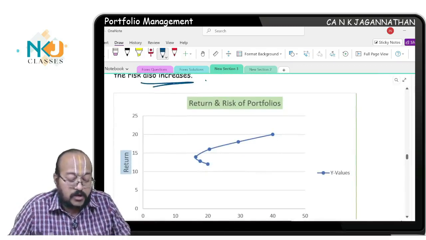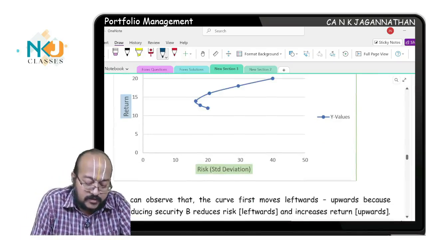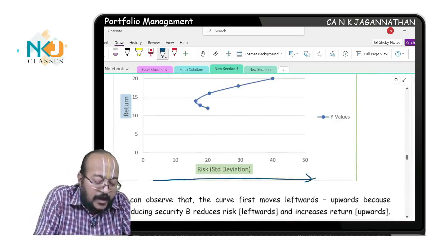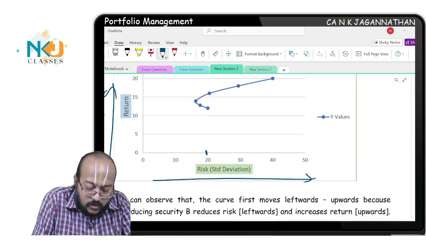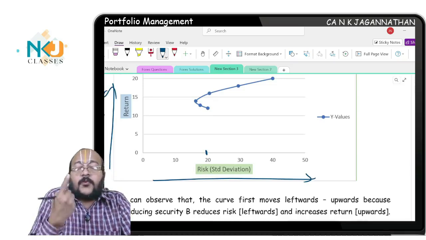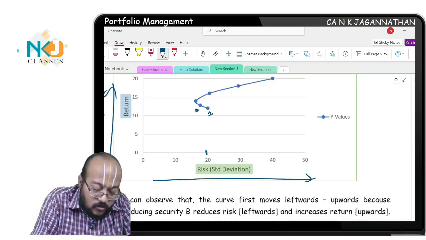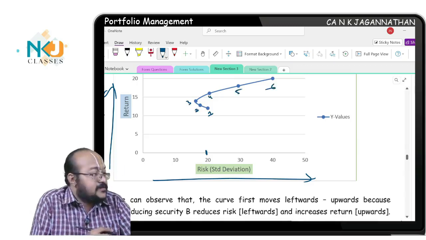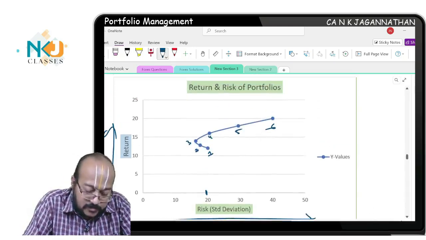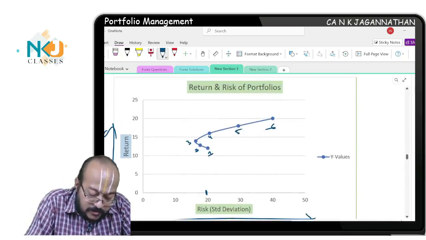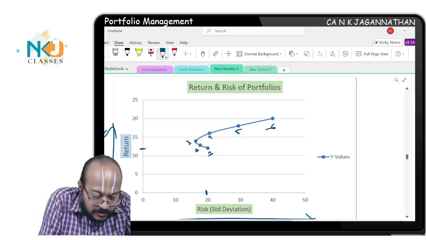This is how you plot risk and return. See, the x-axis is risk and the y-axis is return. Very simple. Can you see this 20%? Security A is portfolio 1. You have 1, 2, 3, 4, 5, 6 portfolios. Now, if you carefully observe, 20% is the risk and return was 12%. Here 12%, okay?